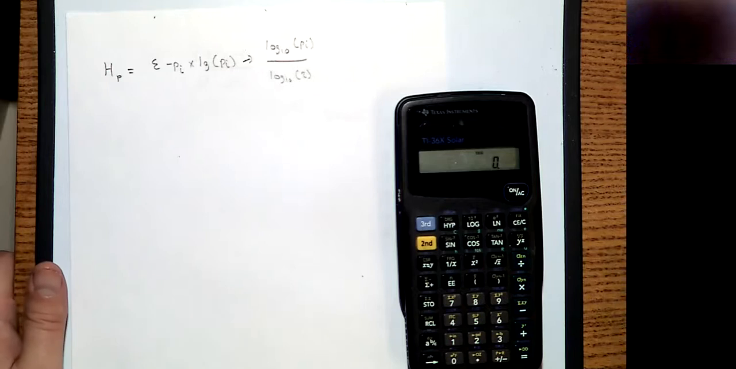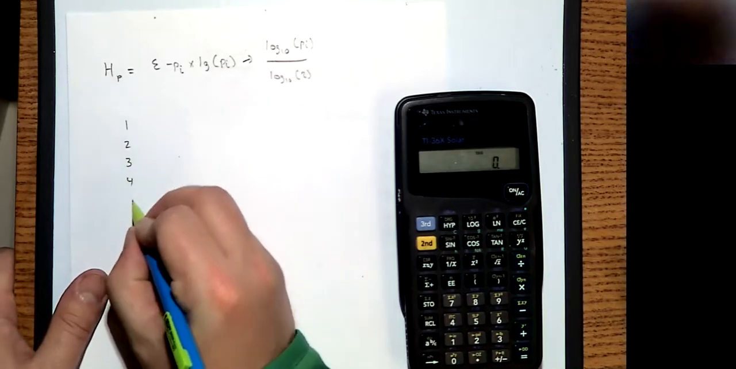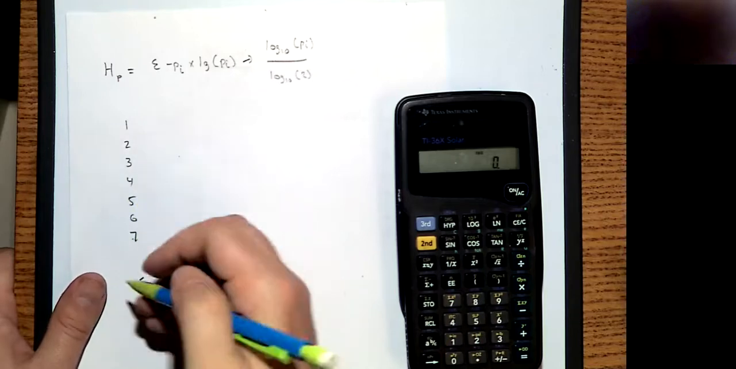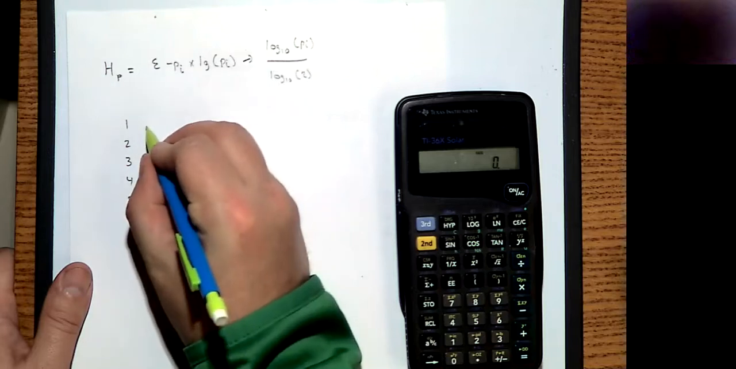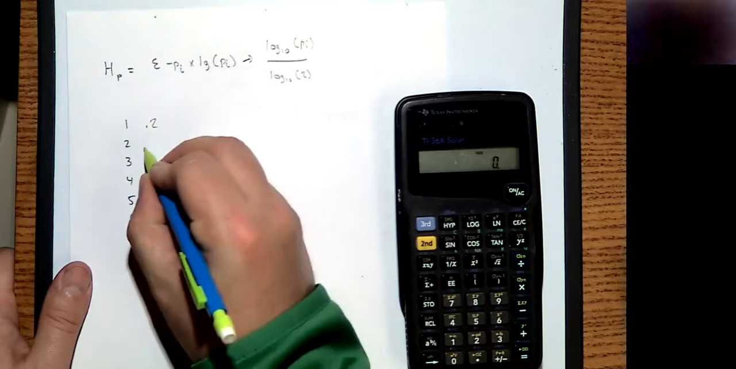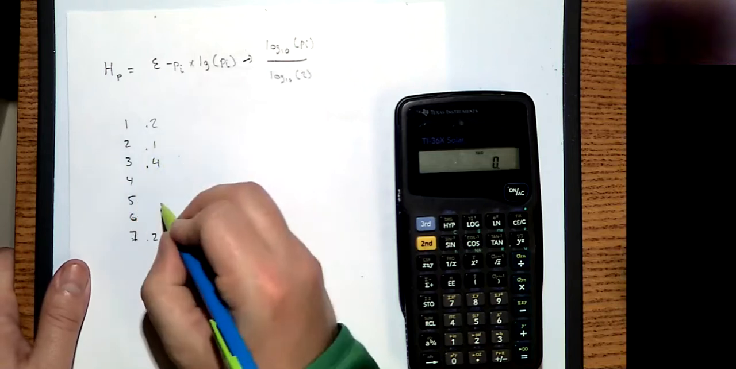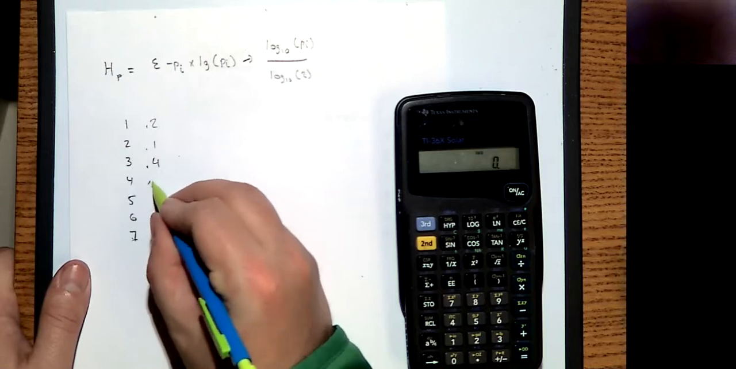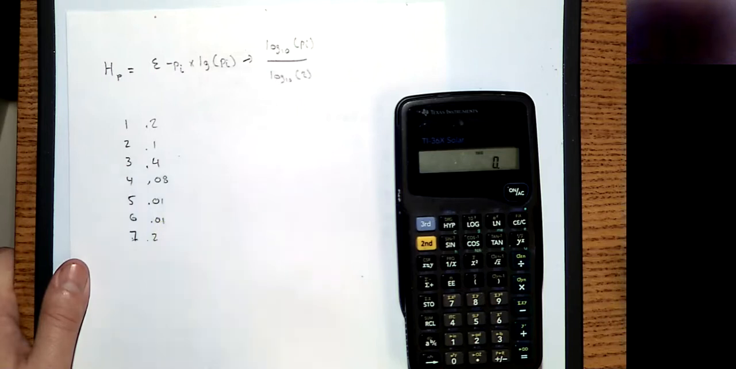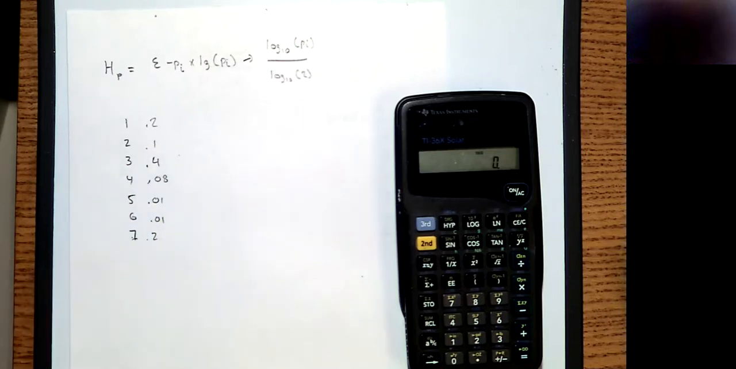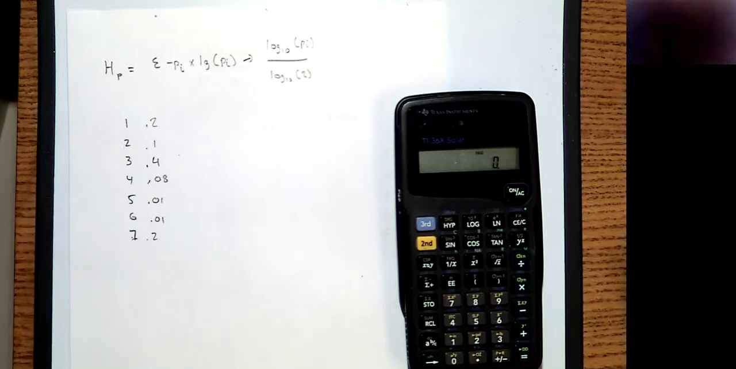So we have in this tree elements 1 through 7. And we have the probabilities. So 7 and 1 both have 20%, so we're going to say 0.2 here. 2 has 10% probability. 3 has a 40% probability. 4 has an 8% probability. 5 has a 1% probability, and 6 has a 1% probability. So we have two instances where we get the same result, so we don't need to do it twice.